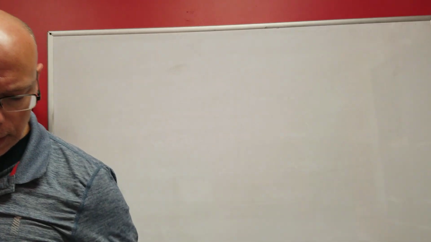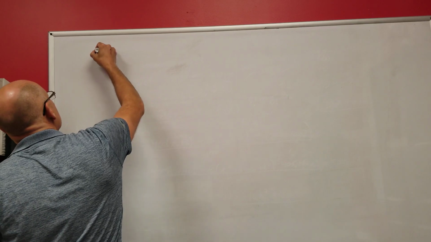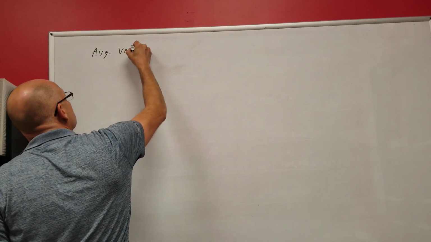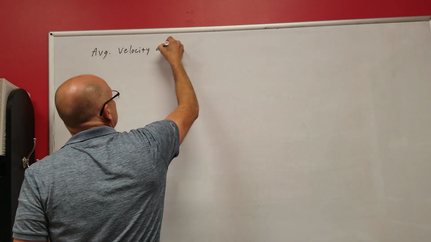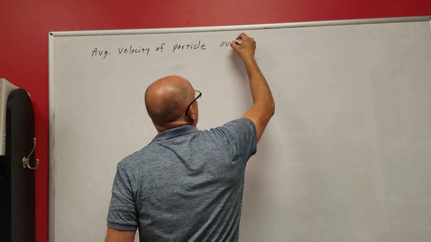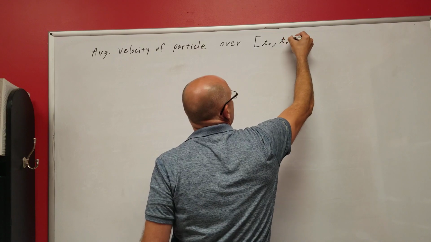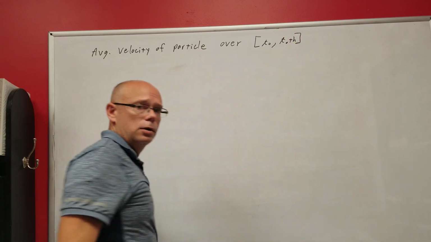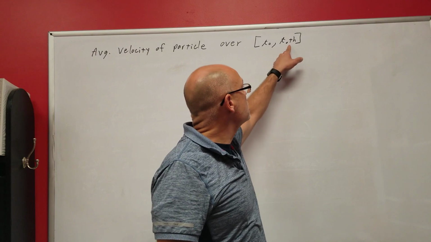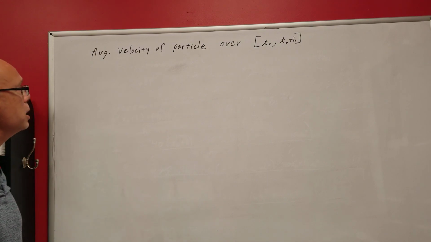All right, so we're looking at rectilinear motion, and your book talks about average velocity, and it talks about instantaneous velocity. It talks about average velocity of a particle over a time interval. So it says average velocity of a particle over the time interval t subscript 0 to t subscript 0 plus h. So maybe that's from 2 seconds to 3 seconds. Maybe that's 5 minutes to 35 minutes, okay? Just over some time interval like that.